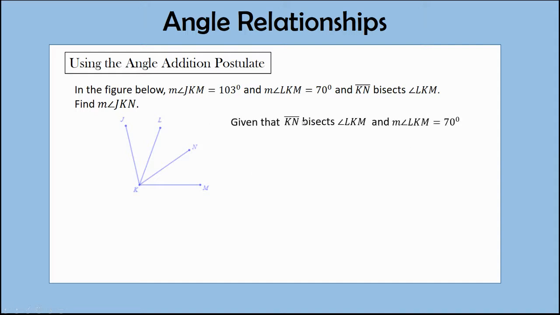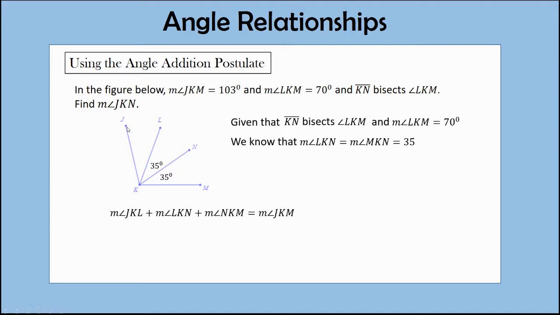Okay. So the first thing we are given, or the first thing that we start to use, I should say, is that KN bisects LKM. And LKM is 70. So if LKM is 70 and KN bisects it, then we know that each of these are 35s. So that's 35, that's 35, right? Because the overall is 70 and KN cut it in half, so 35, 35.